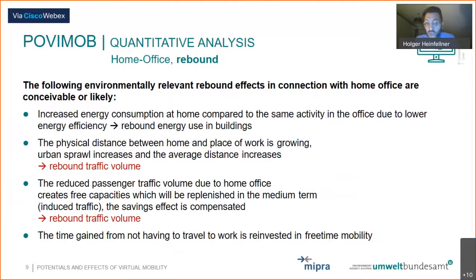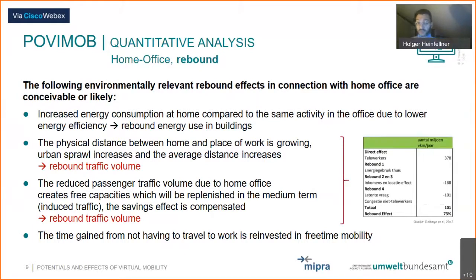Another rebound effect is the induced traffic, which is actually empirically proven already, and we see it in all bigger infrastructure projects in mobility. If a new highway is built, for example, then this road might face a lower traffic volume for a short time, but within 5 up to 10 years, both the roads will be full again. That means free capacities cause induced traffic. That's another rebound effect on volume, and of course, also obvious, the time gained from not having to travel to work might be reinvested in free time mobility. These are 3 possible rebound effects.